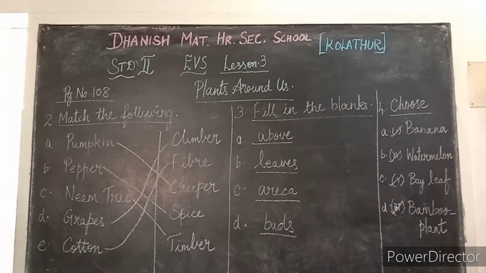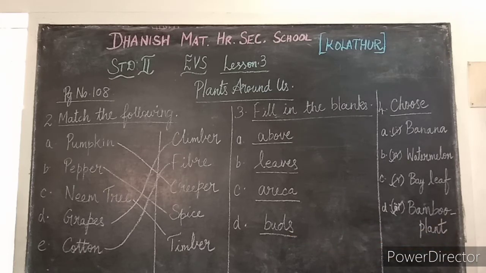Next, D. Flowers grow from dash, buds or fruits. Which one is correct? Buds. So write here B-U-D-S, buds. Flowers grow from buds. Like this you can see, from buds only we are getting flowers. So you write here buds, B-U-D-S, buds.